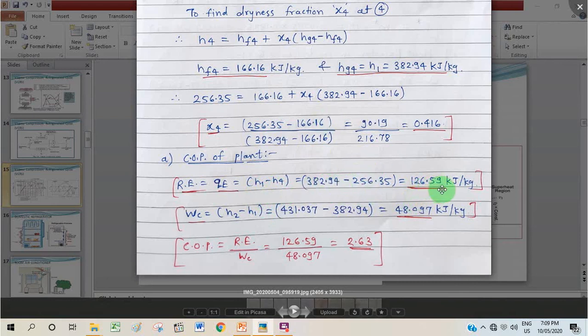It is 126.59 kilojoule per kg. Work of compression, h2 minus h1, is 48.097 kilojoule per kg. COP of the plant, RE divided by work of compression, so we obtain it as 2.63.